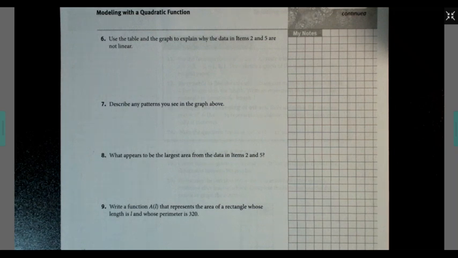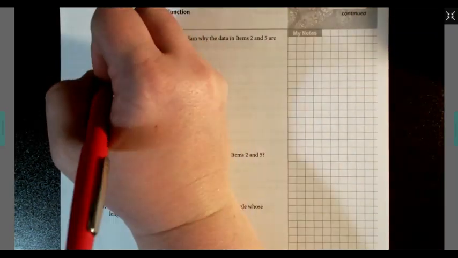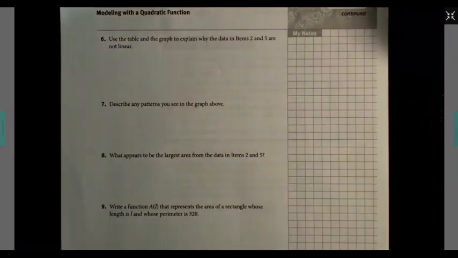Use the table and the graph to explain why the data in items 2 and 5 are not linear. Well, 2 is where we looked at the table.